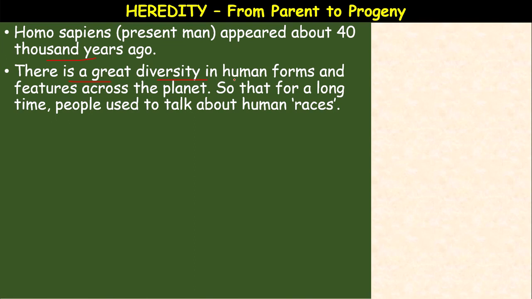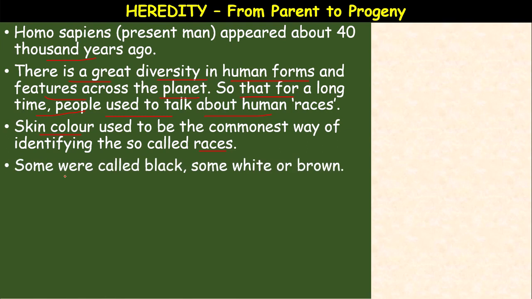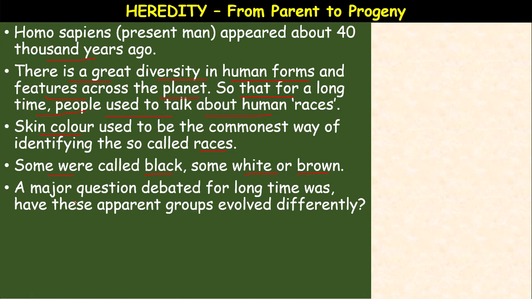There is a great diversity in human forms and features across the planet, so for a long time people used to talk about human races. Skin color was the commonest way of identifying the so-called human race. Skin color: some were called black, and some were called white, albino or brown.